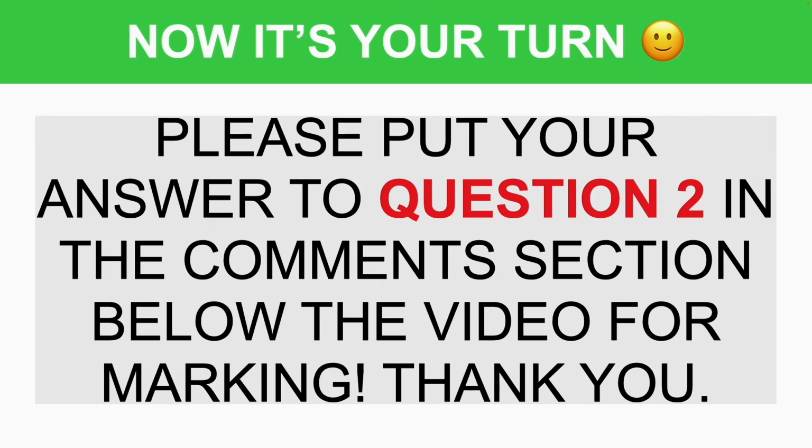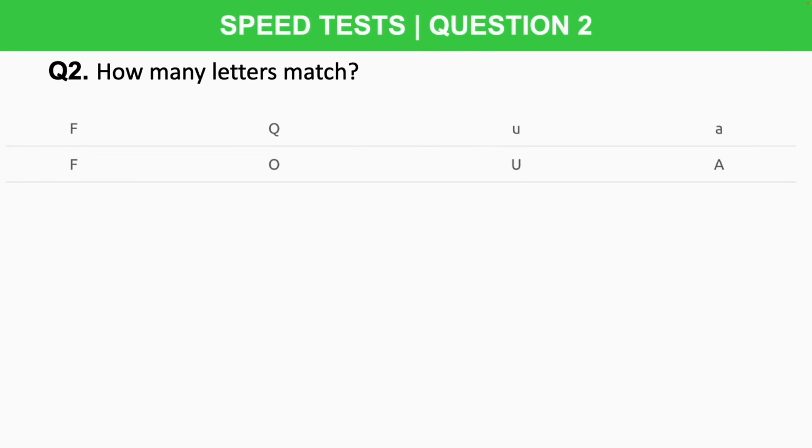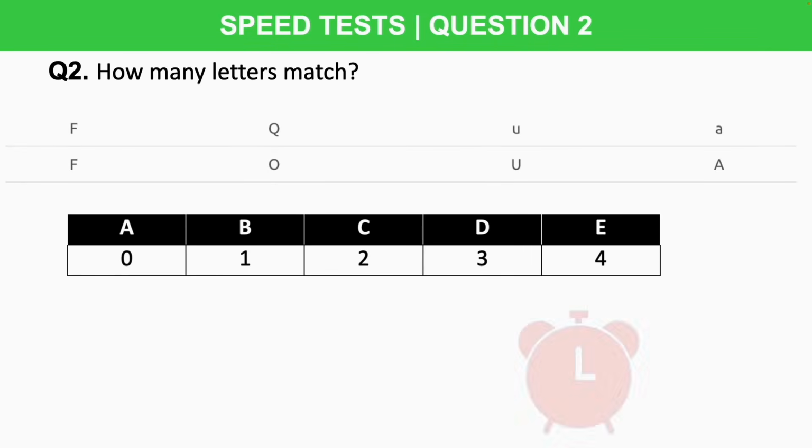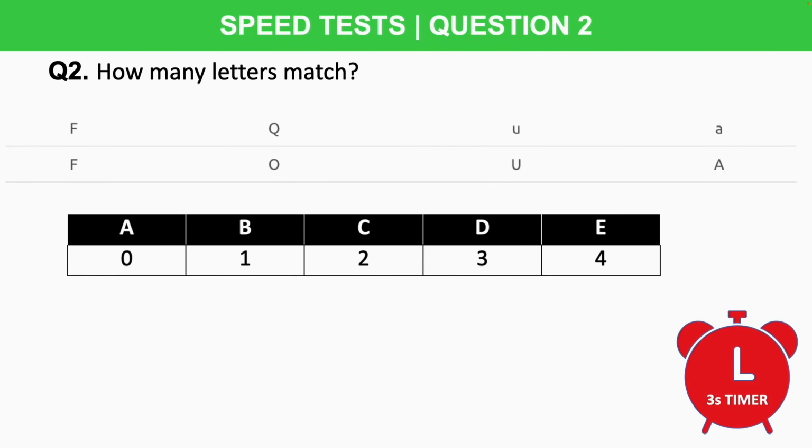So let's take a look at a few questions for you to try under timed conditions. How many letters match? Is it 0, 1, 2, 3 or 4 pairs? You have 3 seconds on your timer starting now.